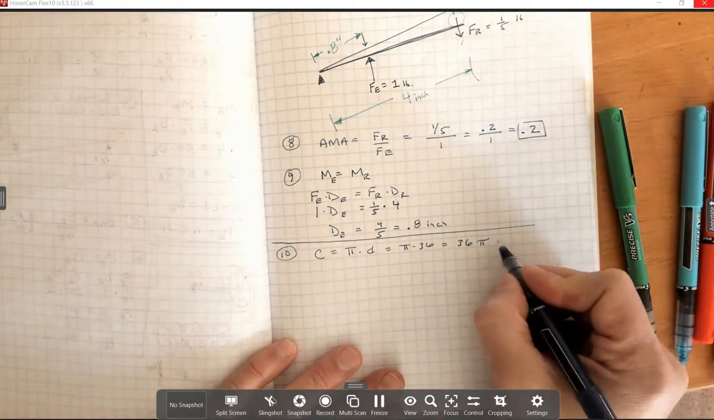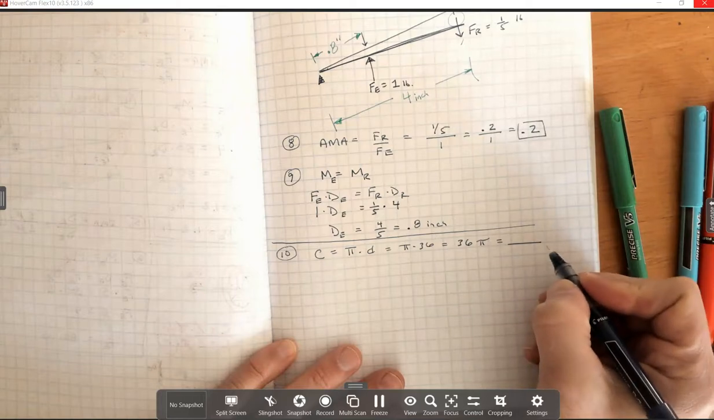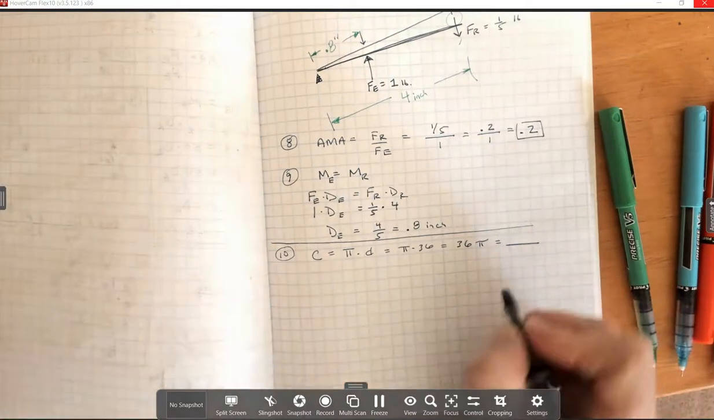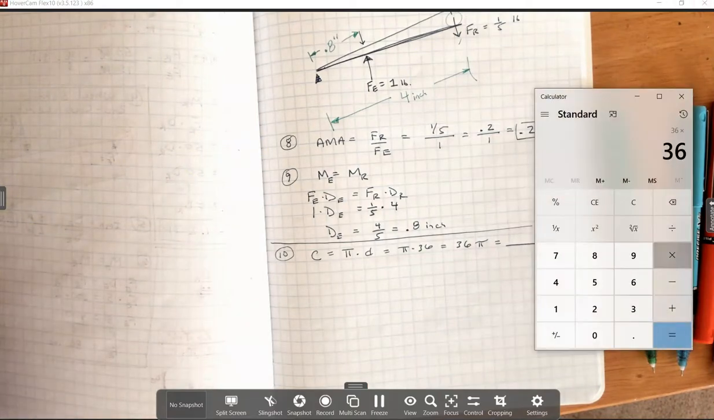Some teachers might want you to round to a certain place value. You could do that. You could use 3.14 to approximate pi, in which case we would do 36 times 3.14. It's common.